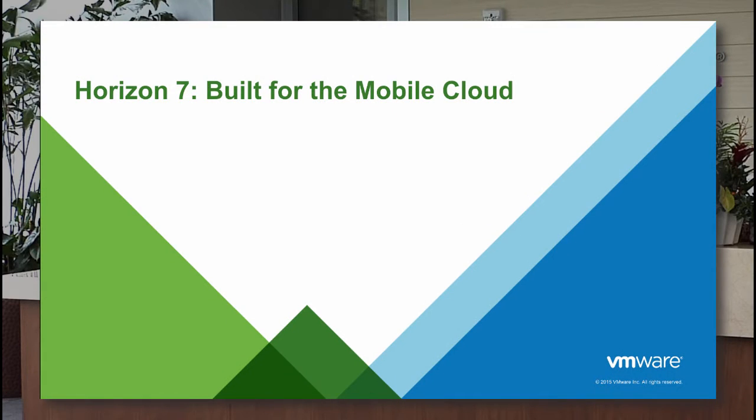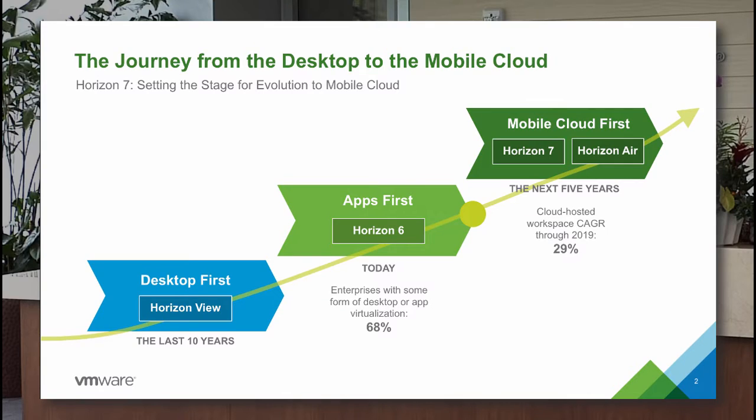So when we look at Horizon 7, it really is built for mobile cloud. Customers' journeys have told us how people are adopting and how people are leveraging the consumerization of their IT. The last 10 years, it was all about desktop first. Just give them a desktop and let them do what they have to do. Going forward, it's going to be about mobile cloud first, with an expectation that cloud-hosted workspaces are going to reach 29% of enterprises. And today, we reside squarely inside of a space where we're looking at applications first.